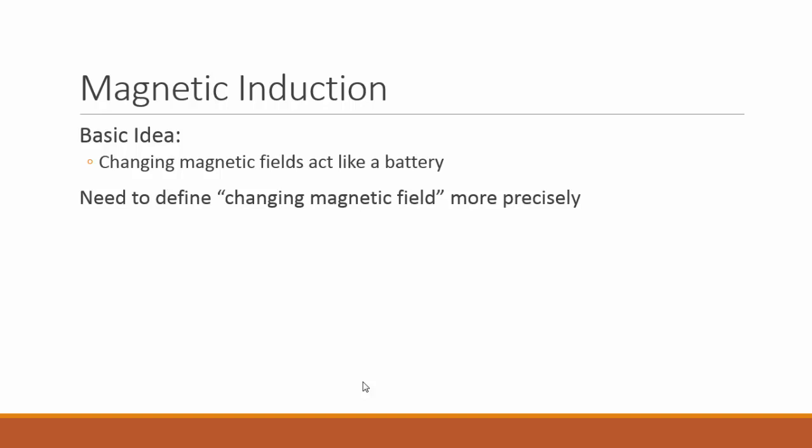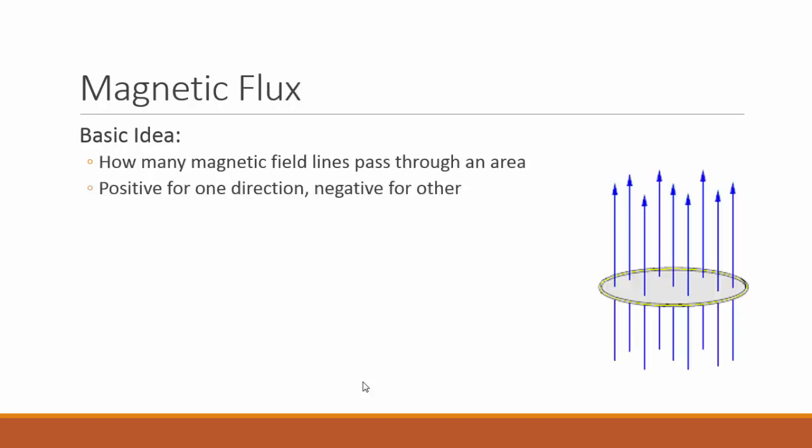What do we mean by saying a changing magnetic field? To do that, we have to talk about magnetic flux, because that's really what's going on here. Now, magnetic flux is similar to the electric flux we talked about with Gauss's law. And magnetic flux, rough version, is how many field lines pass through an area. Okay, so if I have a loop of wire, for example, I have some area on the inside of that loop, and I talk about how many magnetic field lines pass through there.